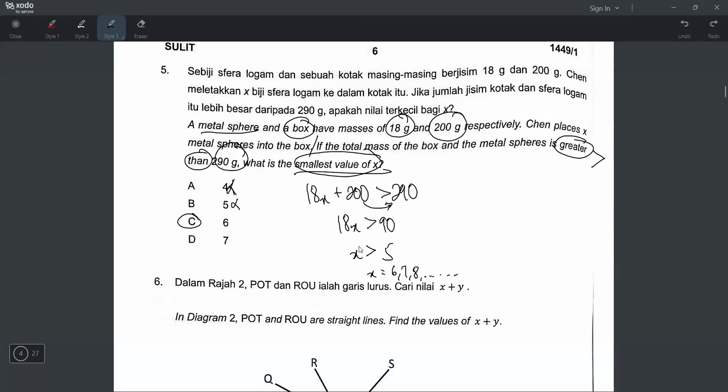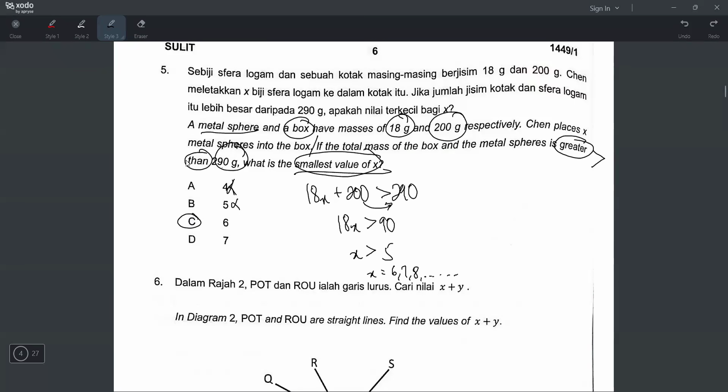And also confirm it will be integer, meaning that it will not be decimal or fraction because this is x. X is the number of metal sphere. So number of metal sphere must be like a whole number. It must be an integer. Okay, dia tak boleh jadi like 5.1, 5.2, tak boleh. Yeah, this is number quantity, right?